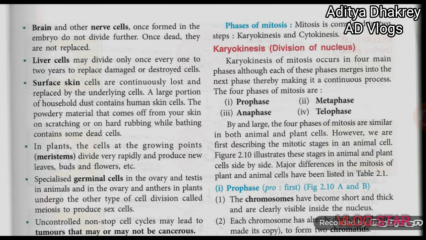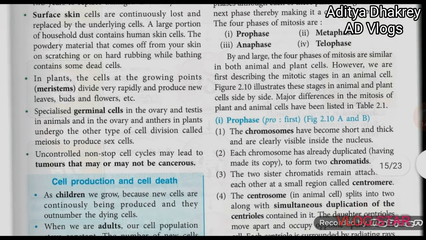Brain and other nerve cells, once formed in the embryo, do not divide further. Once dead, they are not replaced. Liver cells may divide once every 1 to 2 years to replace damaged or destroyed cells. Surface skin cells are continuously lost and replaced by the underlying cells. A large portion of household dust contains human skin cells.